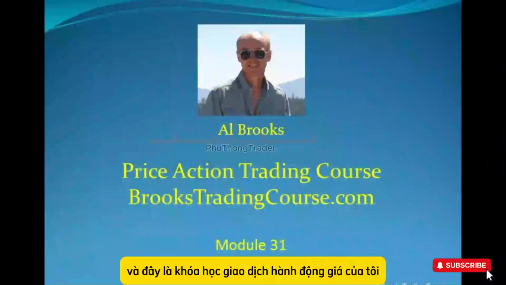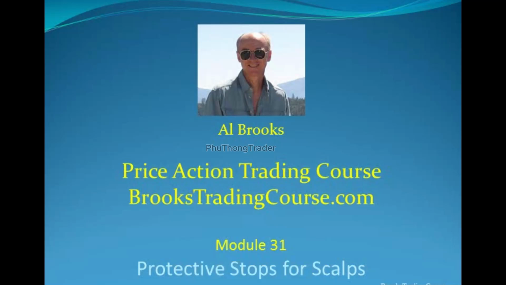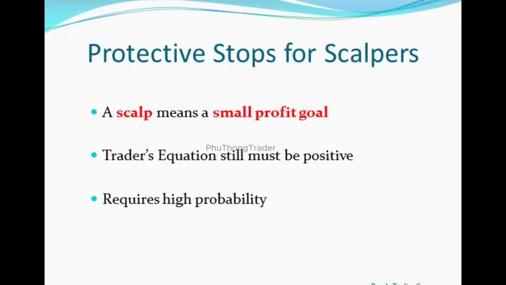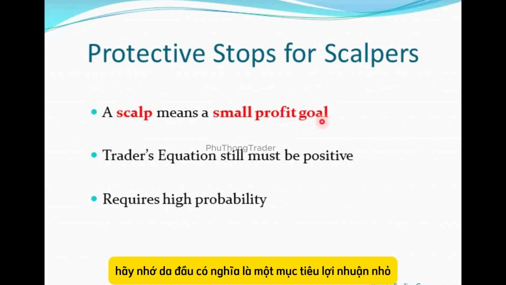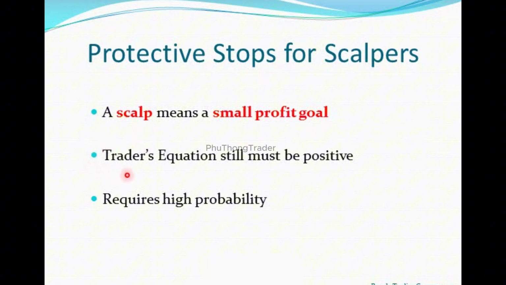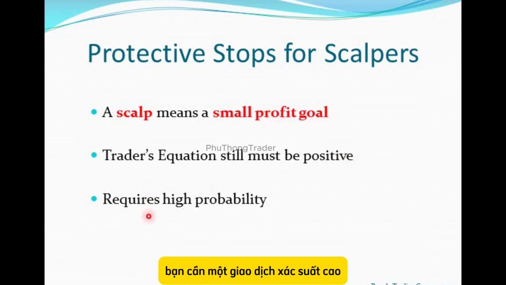And this is my price action trading course. The current module has to do with protective stops for scalping. Remember, a scalp means a small profit target, and usually traders don't allow pullbacks, except maybe a small pullback. To take a scalp trade, the trader's equation still must be positive. If you're going for a small profit, you need a high probability trade.